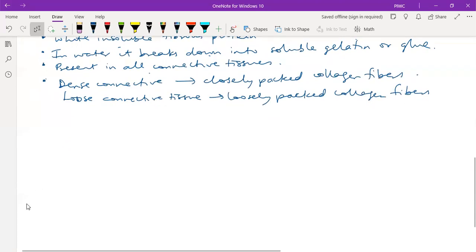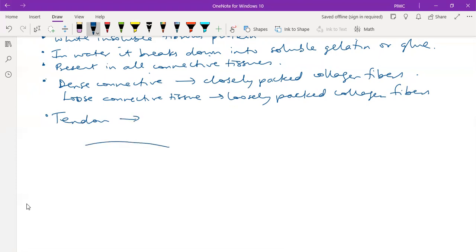If you take the tendons, you realize that the collagen bundles run parallel with one another. Take the tendons for example, you see that the collagen fibers are running parallel to each other.